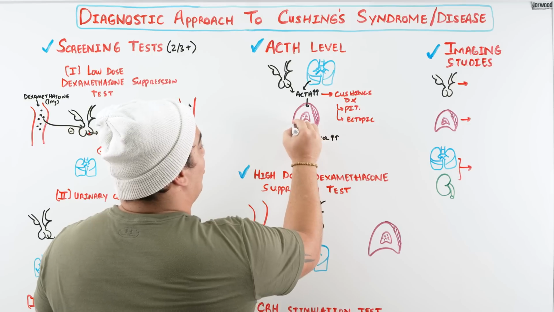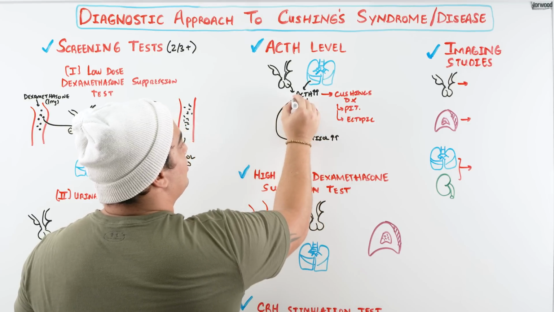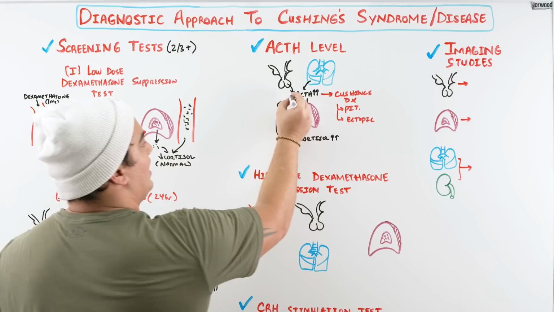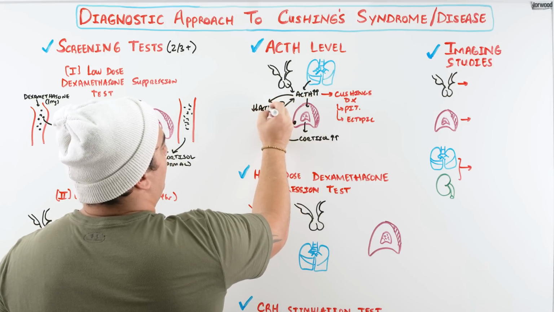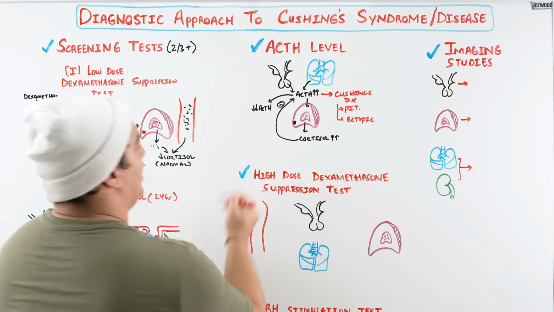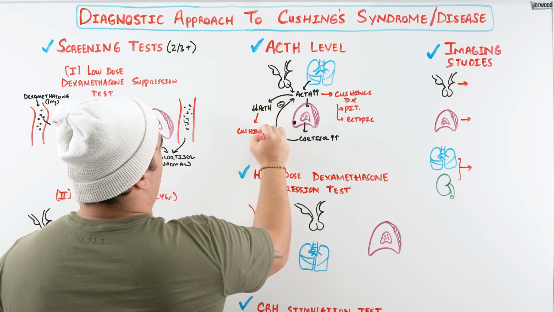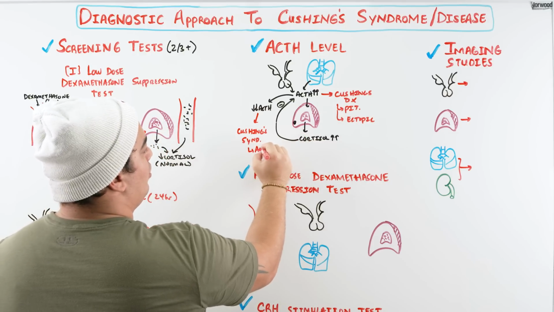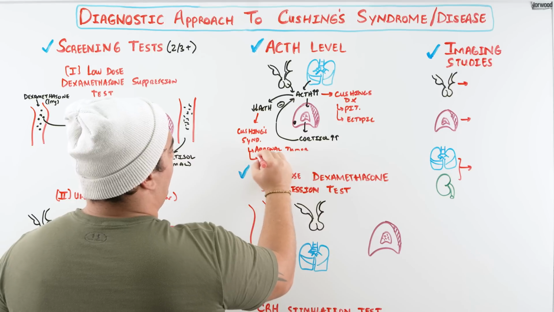If it was the adrenal cortex that was the problem and the cortisol levels were high, what would it do to the ACTH levels? It would inhibit the ACTH levels. And they would subsequently, if I were to draw another arrow here, drop. This would be indicative of Cushing's syndrome, right? And that could be due to an adrenal mass, like a tumor, or it could be iatrogenic.